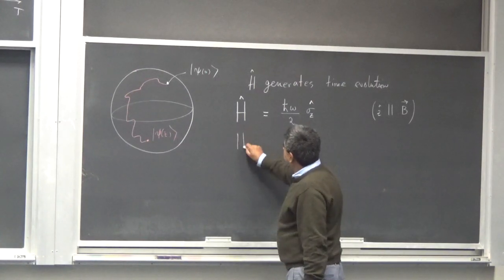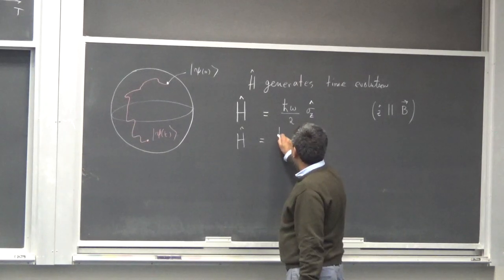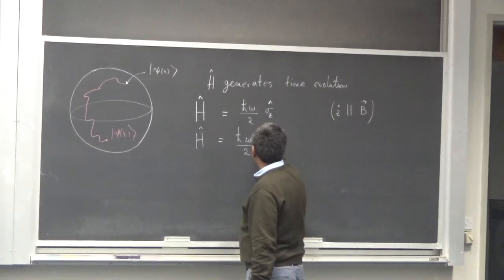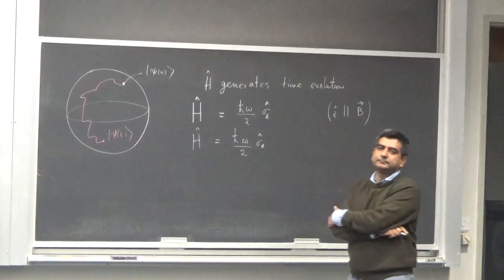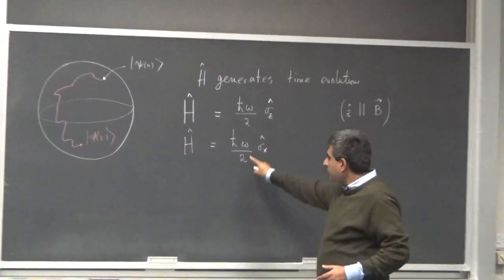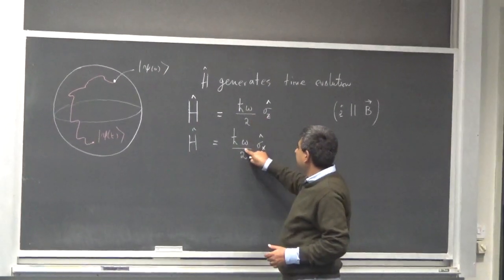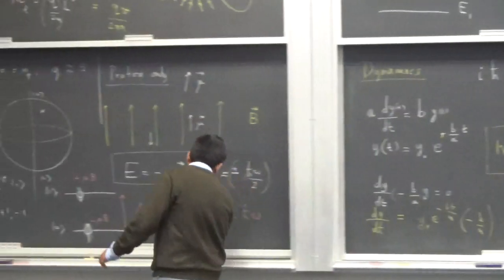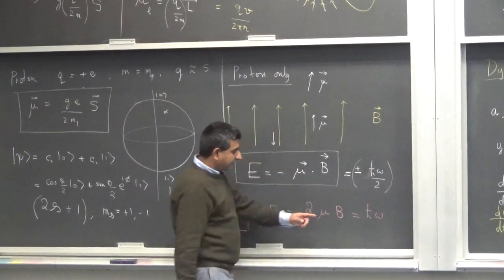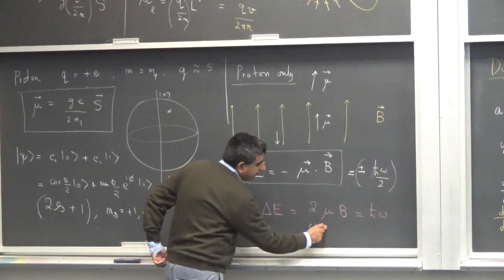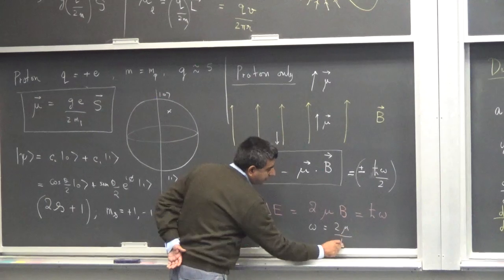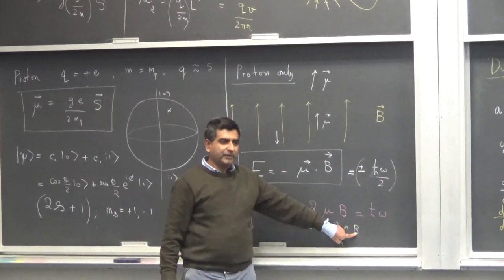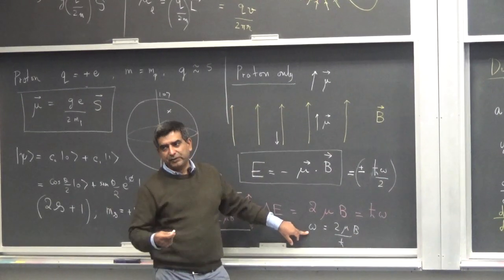If the field is pointing in the x direction, it's going to be equal to h bar omega over 2 sigma x. Where this omega depends upon the magnetic field B, right? So you can find out the relationship: omega is 2 mu B over h bar. So it's proportional to the magnetic field. The stronger the magnetic field, the higher this frequency will be.